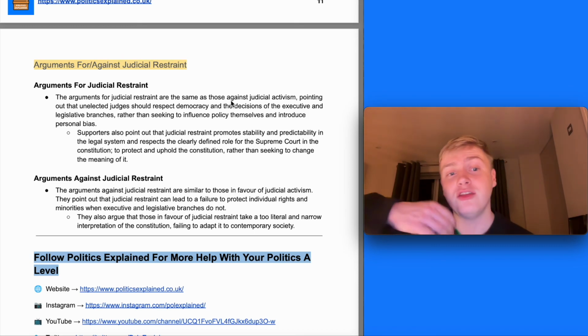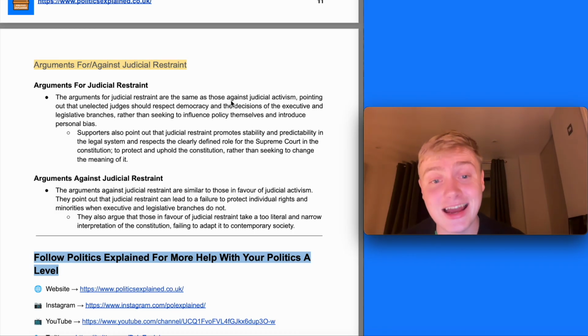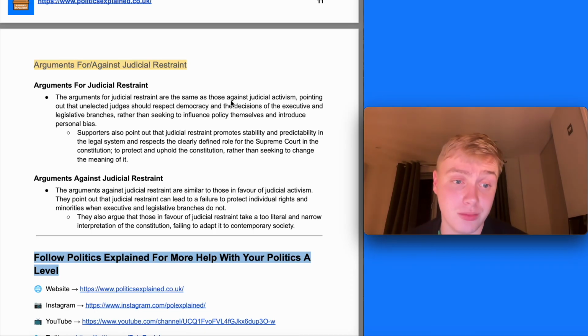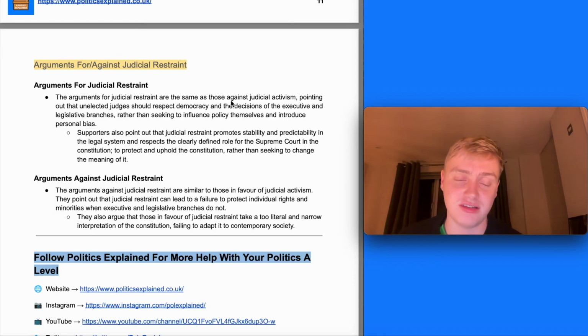On the other hand, the arguments against judicial restraint are similar to those in favour of judicial activism. They point out that judicial restraint can lead to a failure to protect individual rights and minorities when executive and legislative branches fail to. They also argue that those in favour of judicial restraint take a too literal and narrow interpretation of the Constitution, failing to adapt it to contemporary society.